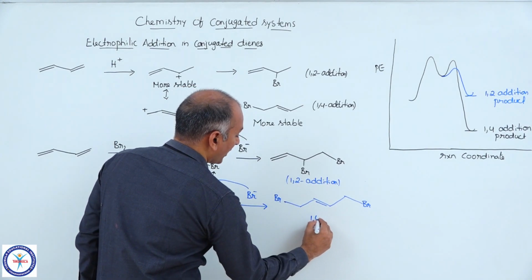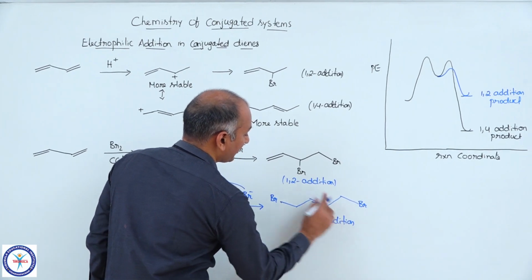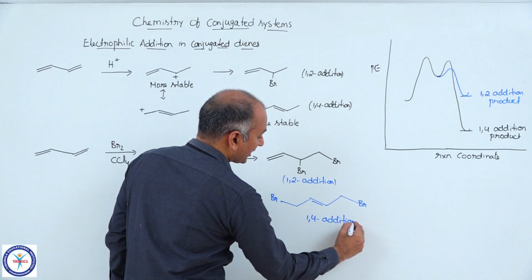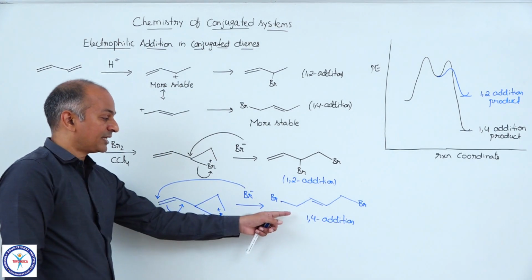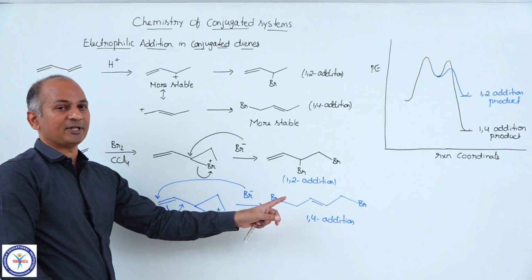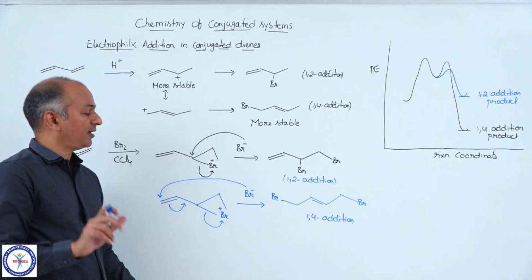And this is the 1,4 addition product. Again, it is more stable. Everything is the same. The 1,2 addition product is more stable. This is measured at high temperature. This is measured at low temperature. Everything becomes similar. And I am repeating one important point.